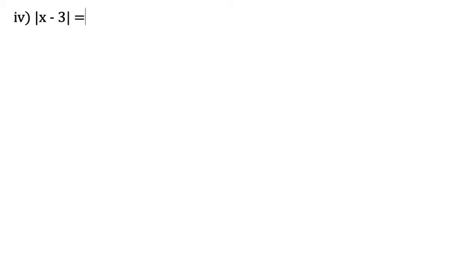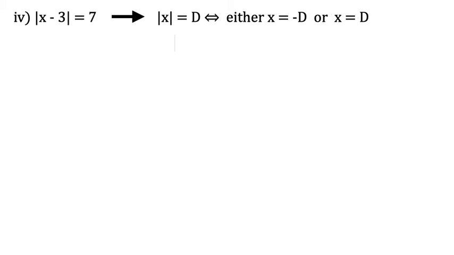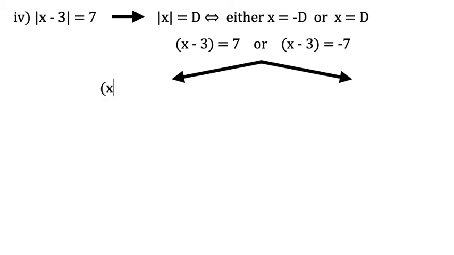The absolute value of x minus 3 equals 7. From our properties, we know that the absolute value of x equals d if and only if either x equals minus d or x equals positive d. So we have two scenarios, x minus 3 equals 7 or x minus 3 equals -7. On the positive side, x minus 3 equals 7.